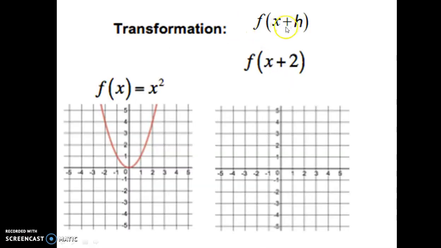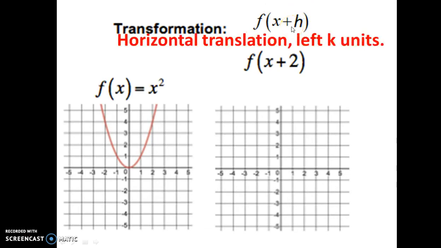Great. Next one, x plus h. Notice the effect is only on x. This will be a horizontal translation, left k units. Horizontal because horizontal means side to side, moving along the x-axis. Again, this is a change only on the x-axis. This should say left h units, because this is h.